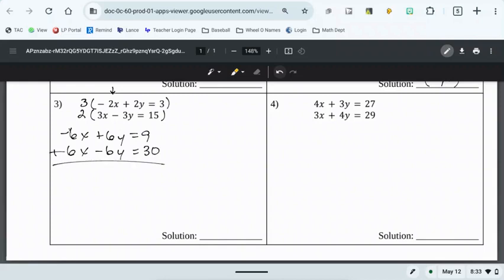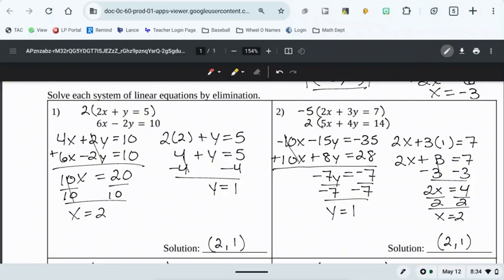Let's go ahead and add. Those cancel. These cancel, so we're left with 0 equals 39. This is not true. So even when we multiply both equations, we can get special cases, which is, in this case, no solution. All right, take a few minutes, try and do 1, try and do 4, come back, and we'll check the answers. See you in a few minutes.